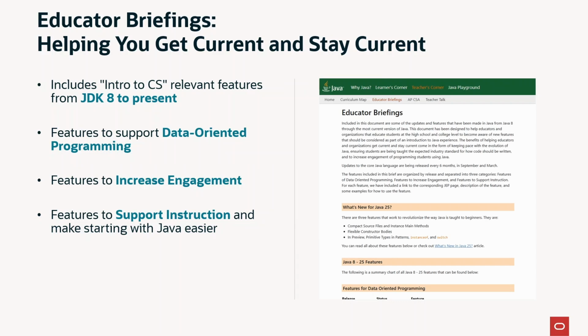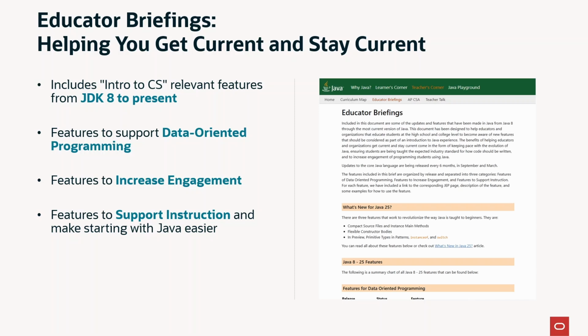In an effort to help you get current and stay current, we have put together an educator brief. You can find it on Learn.java. On that page, you will find all of the features from JDK 8 to the present that we feel impact introductory computer science education. Whether this be features that we feel like should be included in intro, or features that we feel students might stumble into and we want teachers to be informed about, you can find them in this release. The features are broken into 3 different categories: data-oriented programming, features that we feel increase engagement, and ones that support instruction.